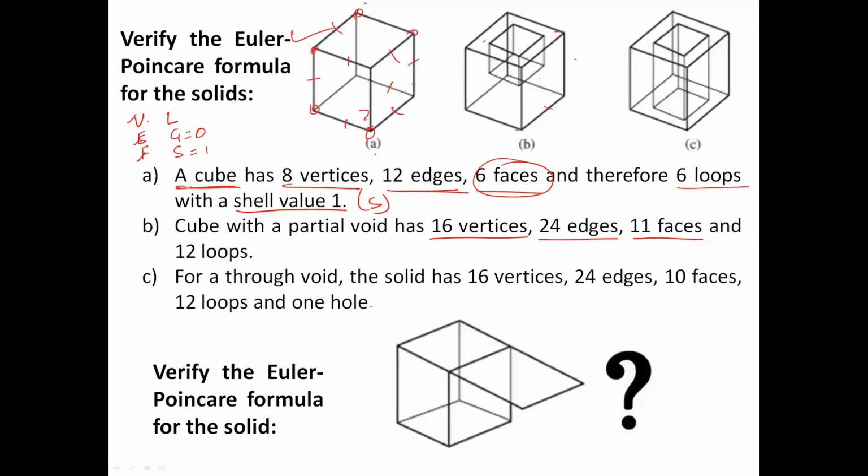Now we have to come to loops. Now let us start searching for loops. Loop number 1, loop number 2, loop number 3, loop number 4, loop number 5, and loop number 6 for the outer cube. Got my point? So there are 6 on the outer cube. Similarly, how many loops are there in the inner cube? 1, 2, 3, 4, 5, 6. So how many loops are there in total? There are 12 loops.